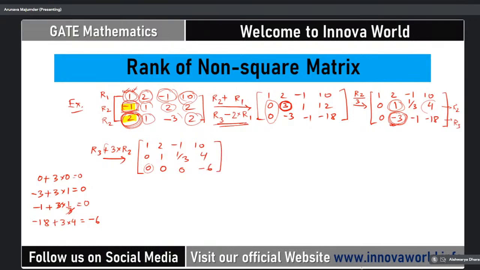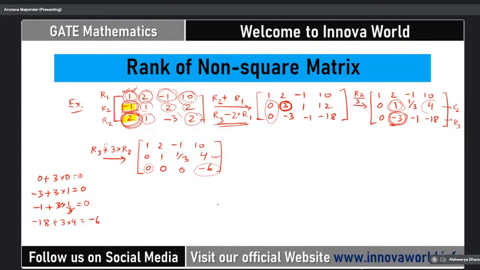So this is the last. Now we can see this element, is there any possibility that this element will be 0 with respect to the previous one? No. If I want to change this element with respect to this, as 0, then this element will also be changed. So we can't do this. So this is our last operation here.